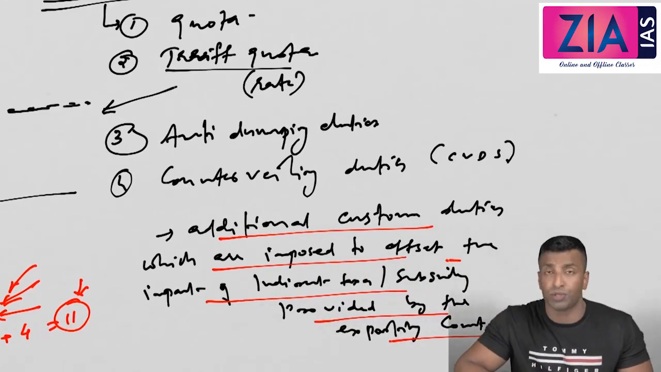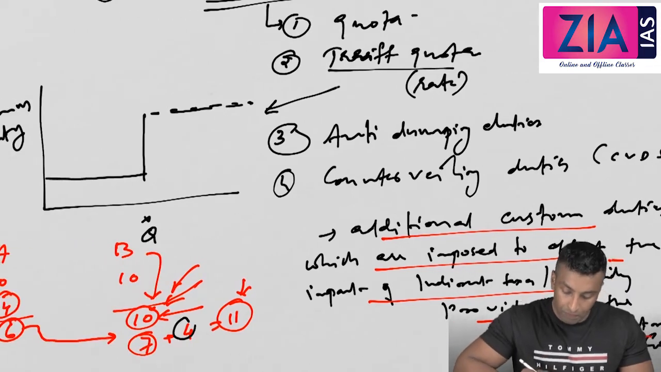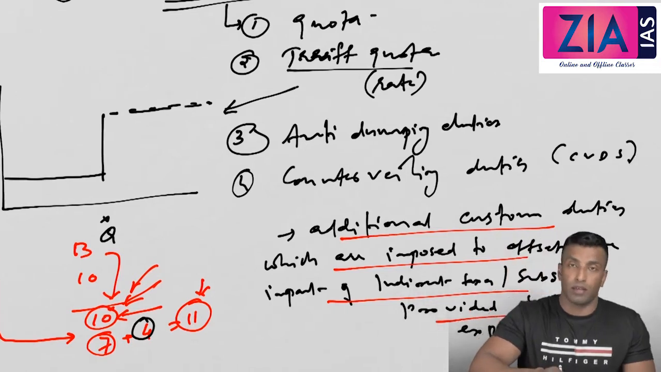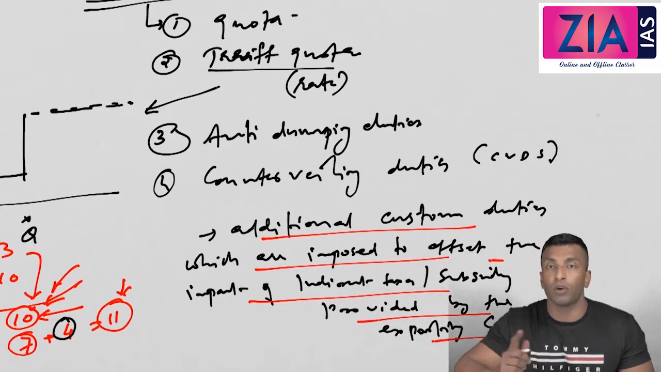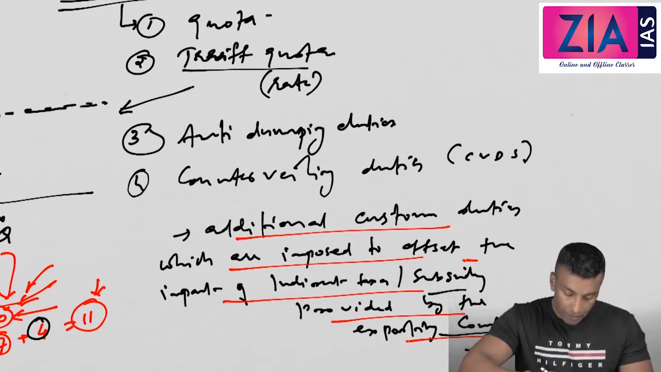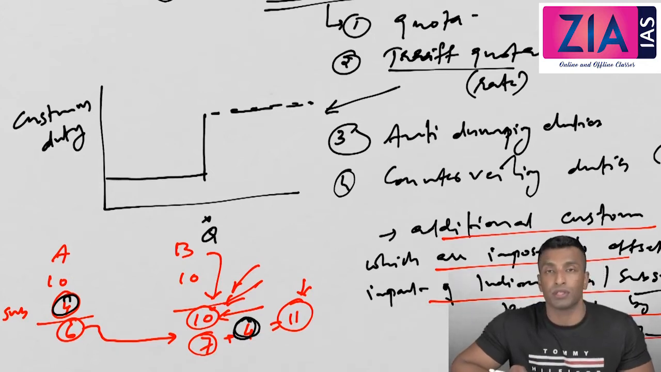It is actually an additional customs duty which is imposed. What is that additional customs duty? That you can see here, this 4 rupee, which is the additional customs duty imposed by the importing country's government to offset the subsidy given by the exporting country's government. So here the subsidy given is 4, and the extra customs duty charged is 4. That is what countervailing duty is.